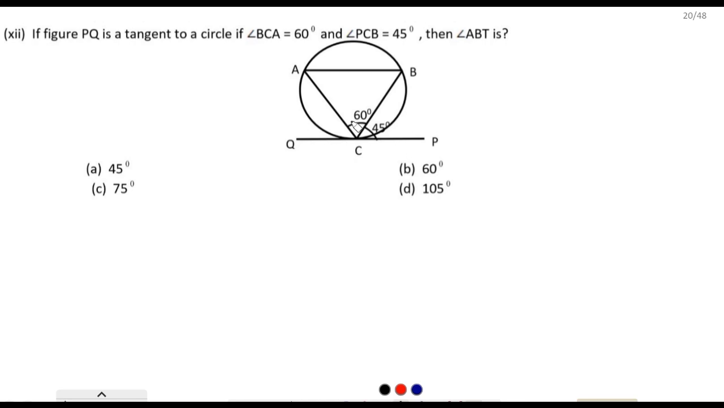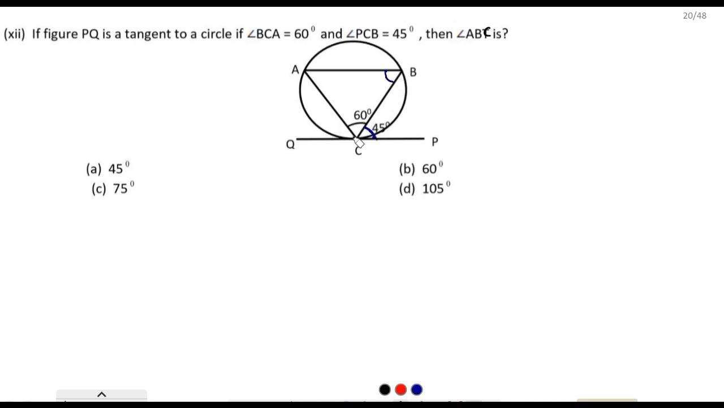PQ is tangent, this angle is 60 degrees and this is 45. Then find angle ABC. There is a printing mistake in this question, this is C. It means we have to find the value of this angle. If this is 45, since PQ is tangent and BC is the chord, then this angle will be equal to the angle made by this chord in the alternate segment.